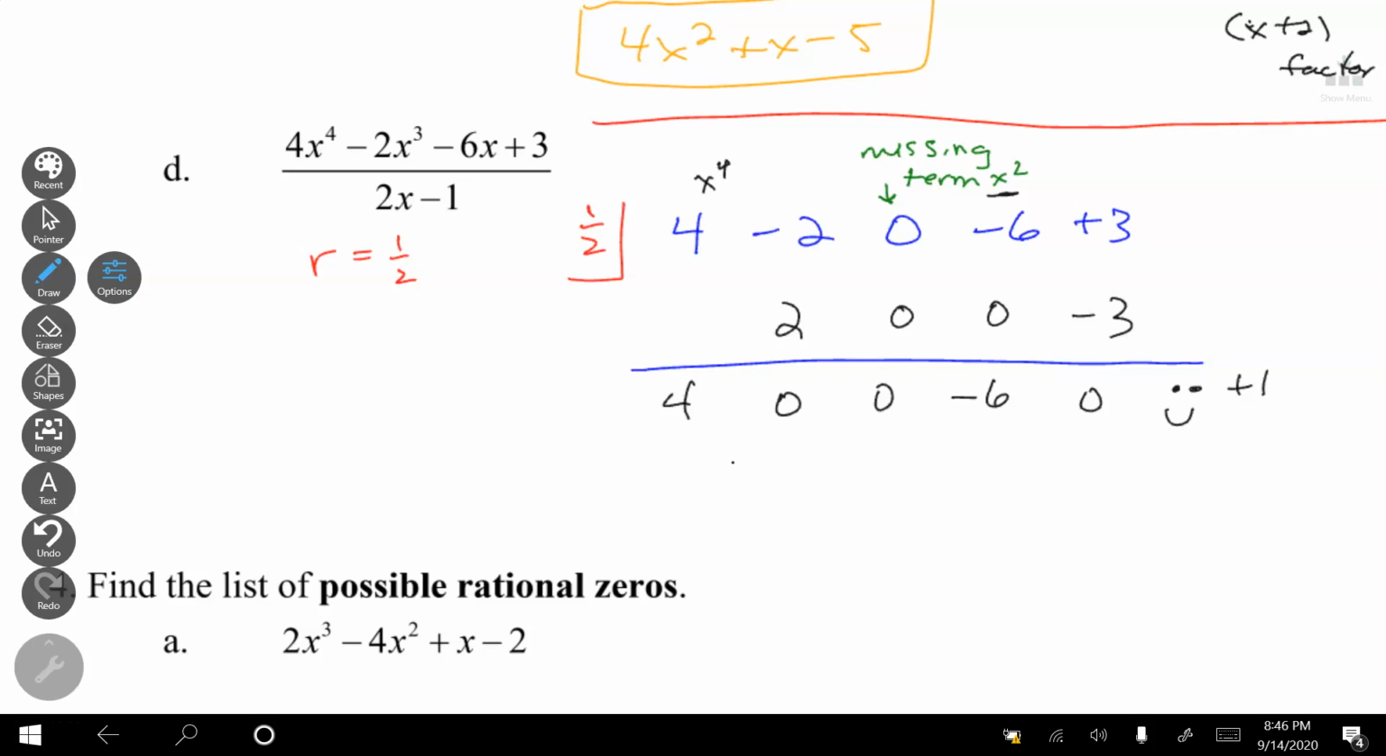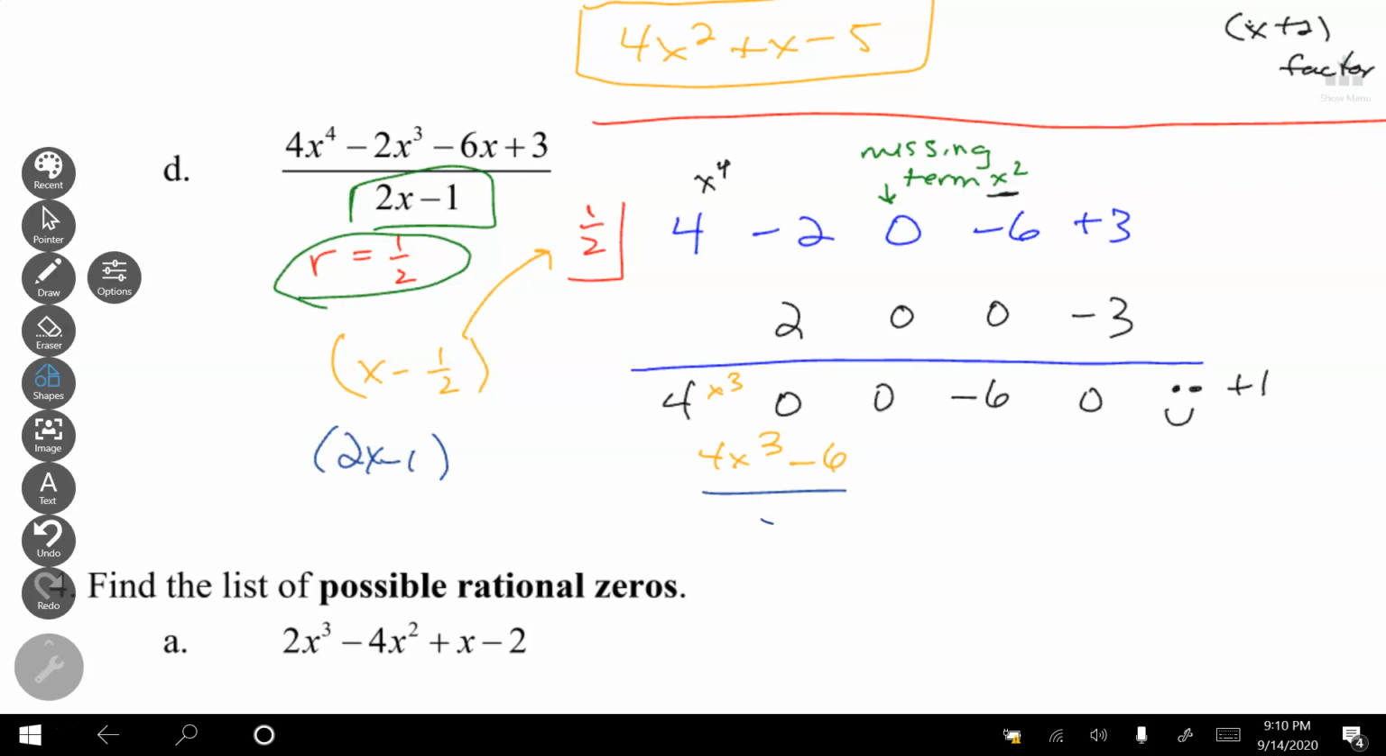And right now, if I did this, this would be 4x cubed minus 6. But that's not really right, because when I put this inside the box, that really looks like an x minus 1/2 was my factor. I didn't really have that. So since we really divide by 2x minus 1, I have to divide this by 2, and we get, my real result is 2x cubed minus 3. That's what I really get.